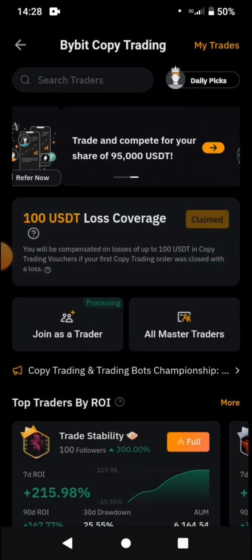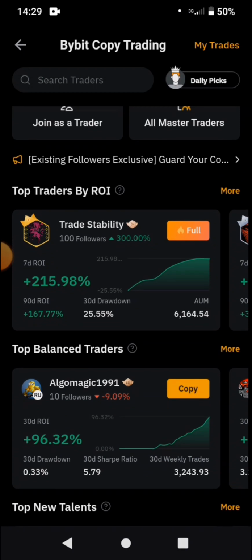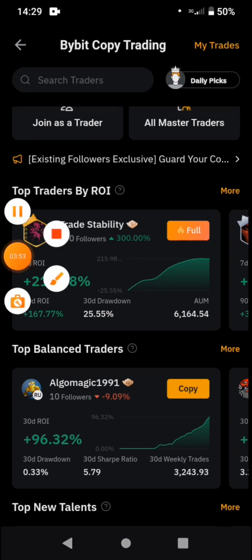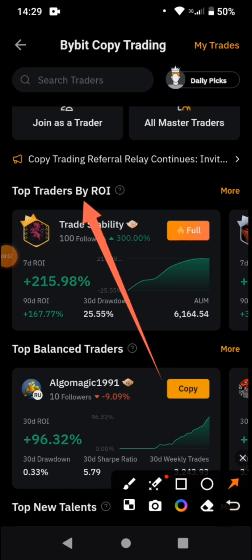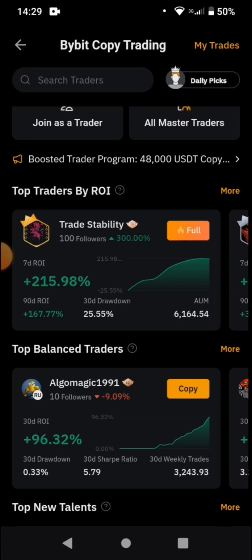Okay, so let's come back here. I'm going to explain. You scroll down, you are going to see different categories. There are different categories of traders. You are going to look for the one that you are interested in. As you can see where this arrow is pointing, we have top traders by ROI. ROI basically means return on investment.